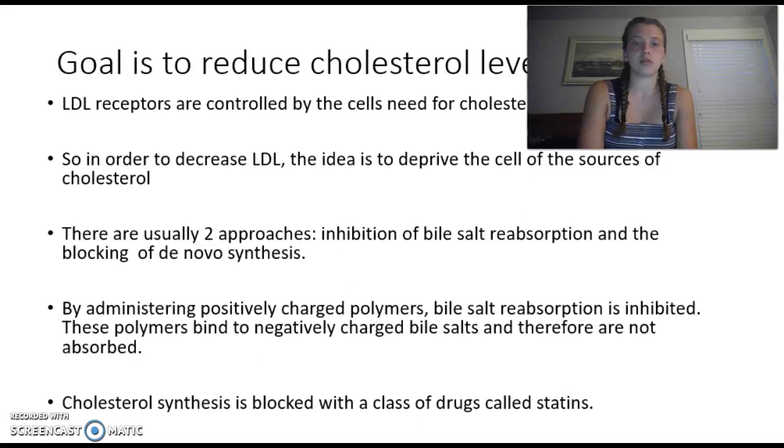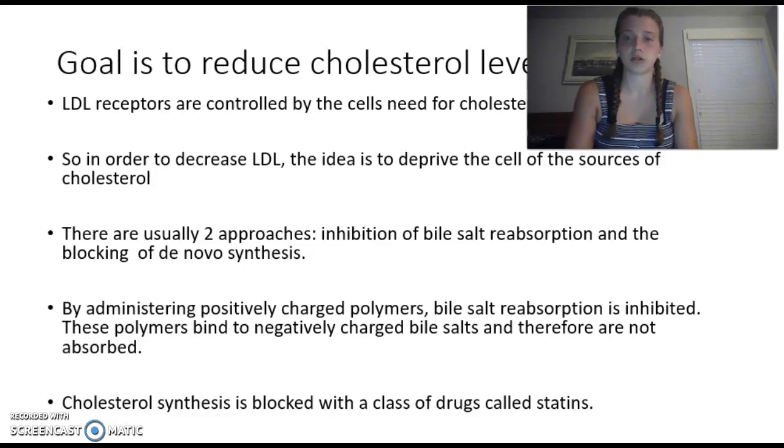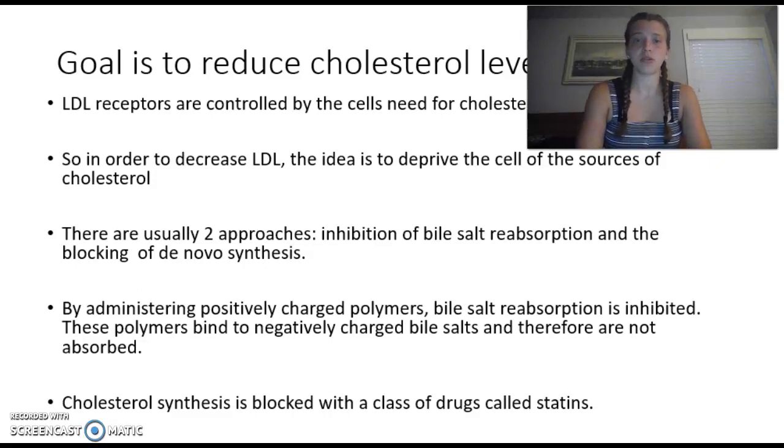So ultimately, the goal of any statins is to reduce cholesterol levels. Overall, LDL, or low-density lipoprotein receptors, are controlled by the cell's need for cholesterol. So in order to decrease the low-density lipoprotein, or LDL cholesterol, the idea is to deprive the cell of the sources of cholesterol. There are actually 2 approaches to do this, and most of the time both are used, but they require 2 different approaches to ultimately lower the low-density lipoprotein.